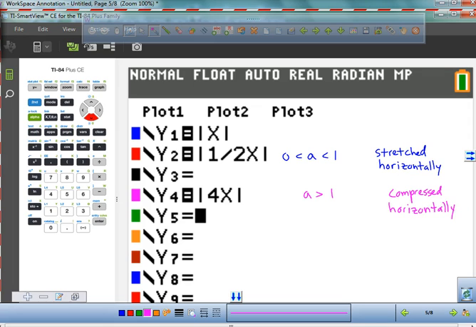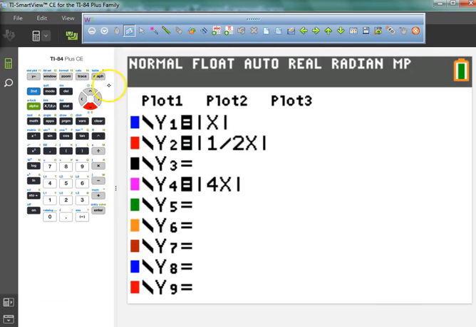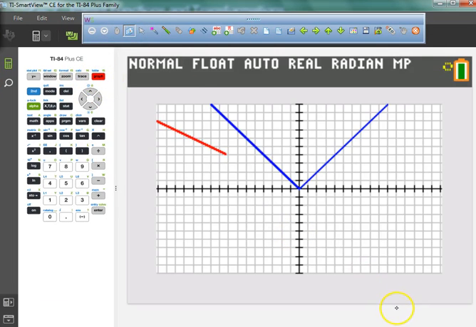I know it's kind of confusing to start out with. We're trying to get the vocabulary down. Okay? So now I'm going to hit graph. There's your original function. There's the one that's getting stretched. There's the one that's being compressed.